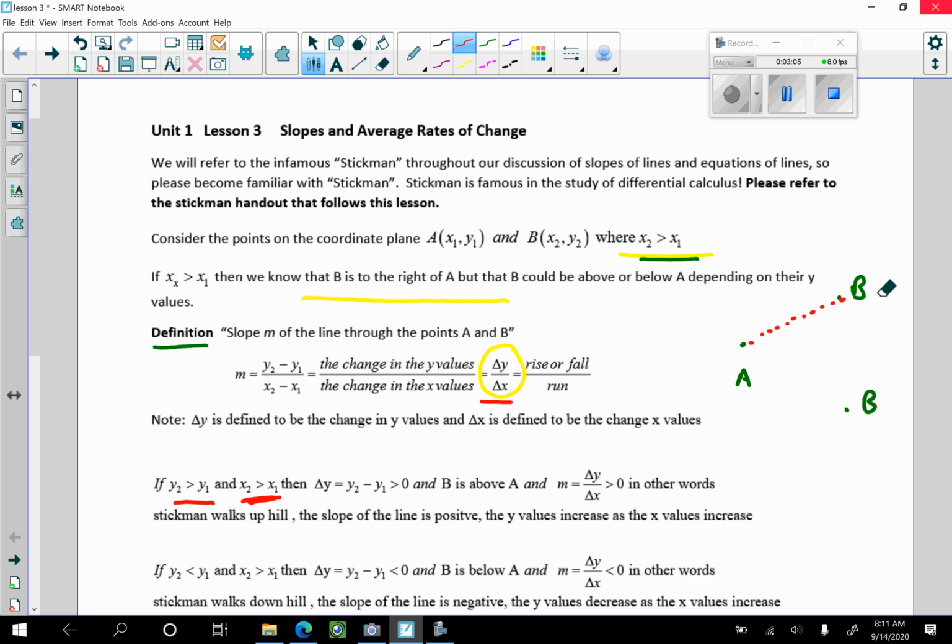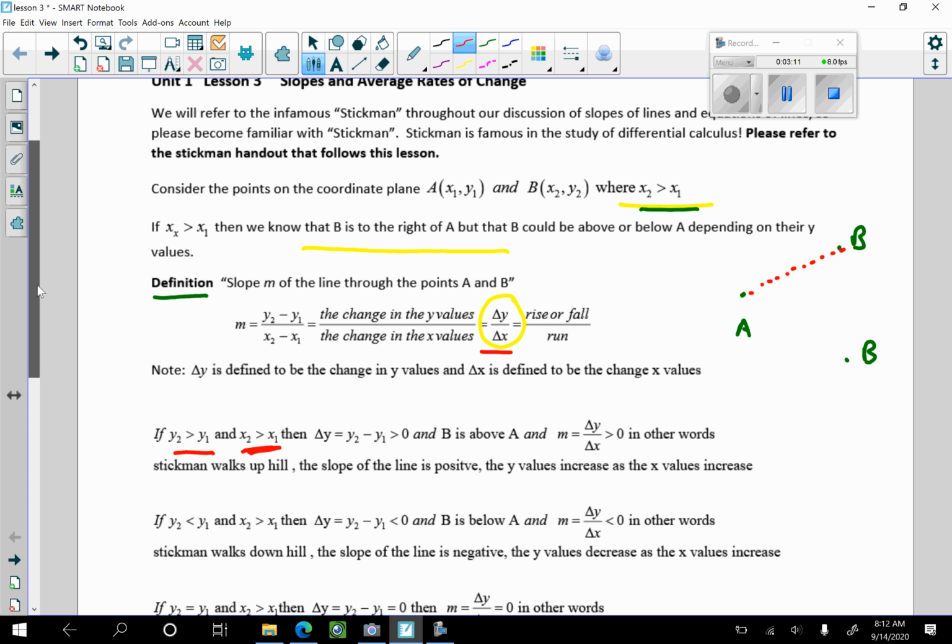So if the slope is positive, Stickman is walking uphill, and we will demo that on Stickman here in a little bit. If the second y value is lower than the first y value, then delta y is going to be less than 0. This change in y is going to be negative, B is below A, and the slope is going to be negative. In other words, Stickman is going to walk downhill. The y values are going to decrease as the x values increase.